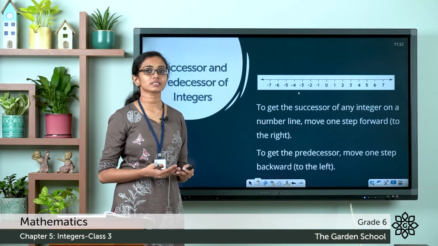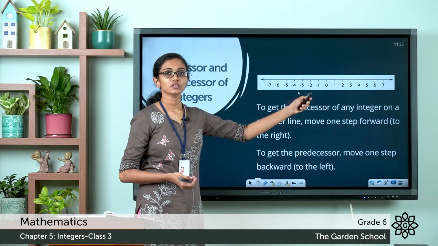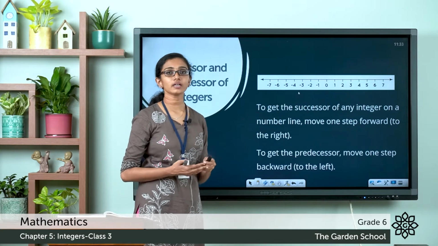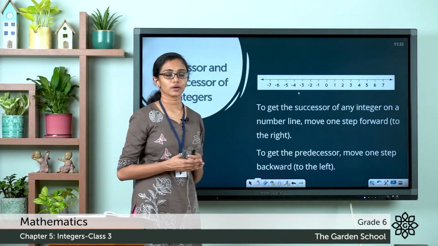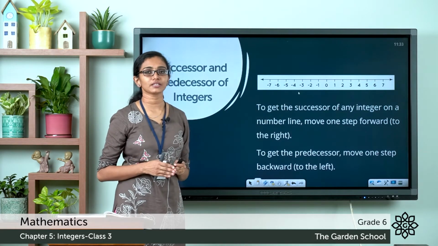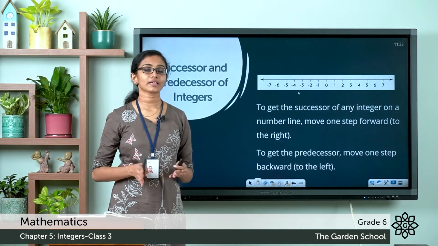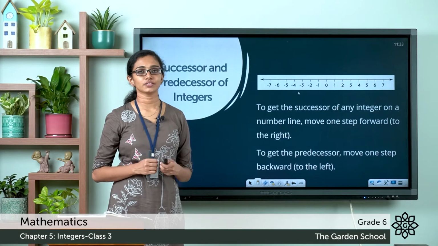So can you say what is the successor of 0? The successor of 0 is 1, and the predecessor of 0 is minus 1. So I hope this is clear to you. Now let's see how we can compare and order integers.